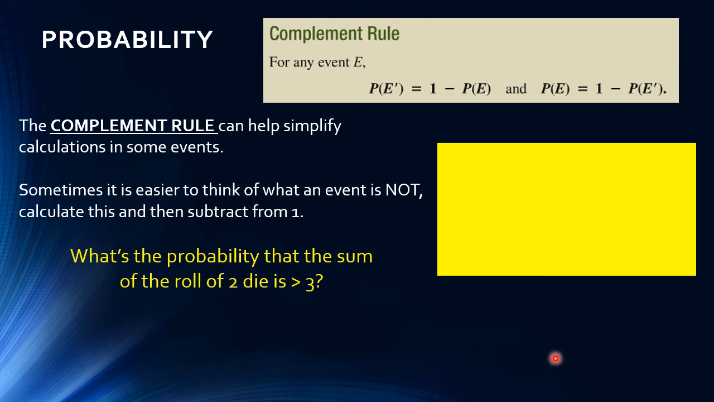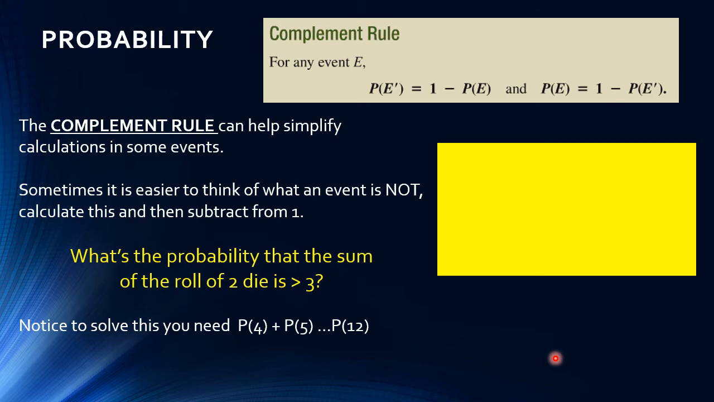So here's a good problem. What's the probability that the sum of the roll of 2 die is greater than 3? Well, think about that. That means the sum is equal to 4, the sum is equal to 5, or the sum is equal to 6, or the sum is equal to 7, or 8, or 9, or 10, or 11, or 12, right? So it goes up from 4 to 12. That's a lot of ORs in there, and then we have to find any intersecting pieces.